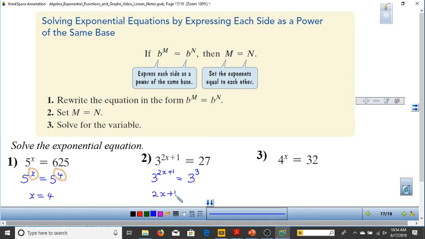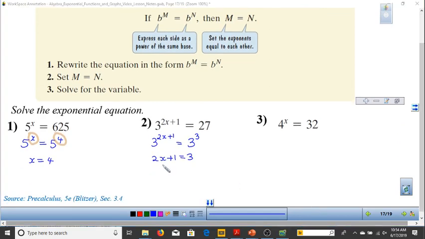2x plus 1 is equal to 3. So the exponents are equal to each other. And then we solve. So 2x is equal to 2, so x is equal to 1. And let's check to see if we're correct. I plug in 1 here. 2 times 1 is 2. 2 plus 1 is 3. 3 to the power 3 is 27. Yes.